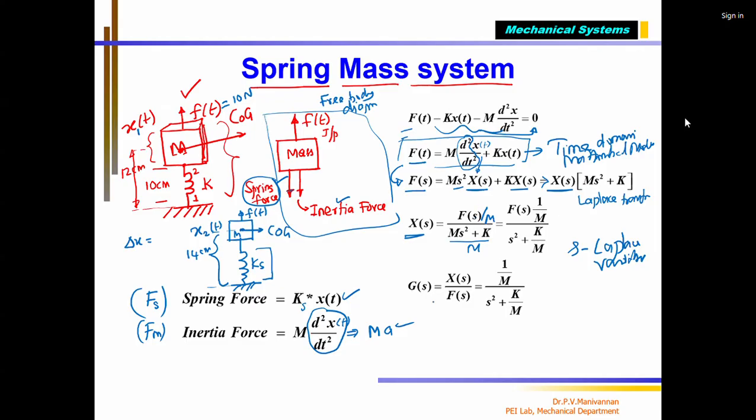Now I can write the final transfer function of the spring mass system, G of s equal to X of s divided by F of s. We know that the transfer function of the system is generally represented by capital G. X of s is the output of the system and F of s is the input. So from this equation, you get G of s equal to 1 by m divided by s square plus k by m. This is my transfer function of the spring mass system.